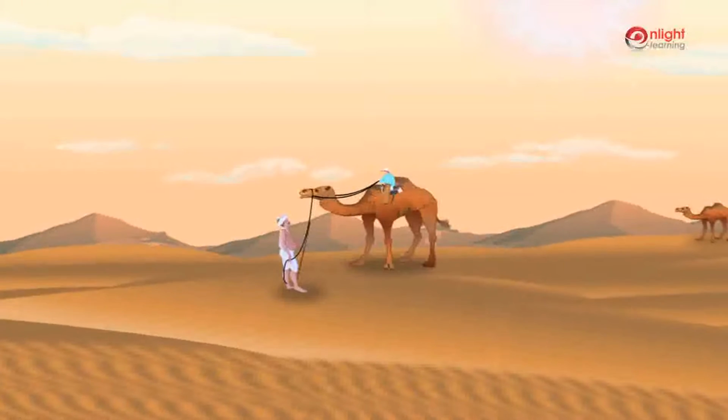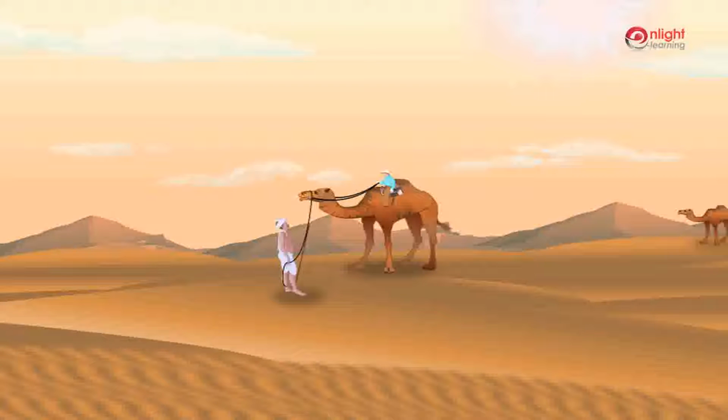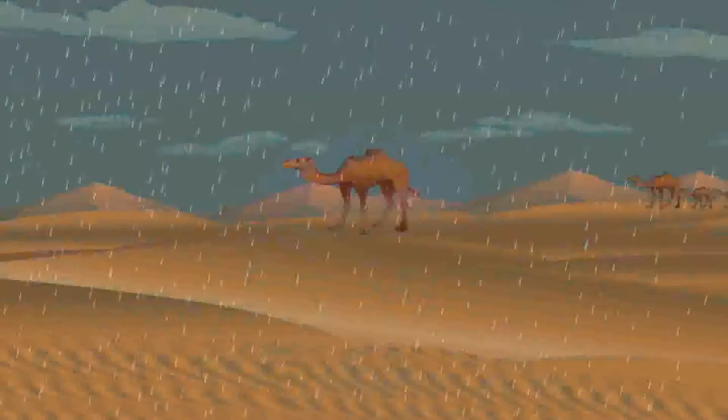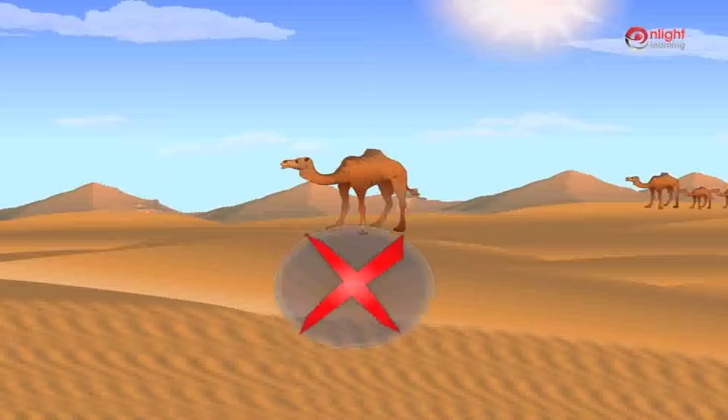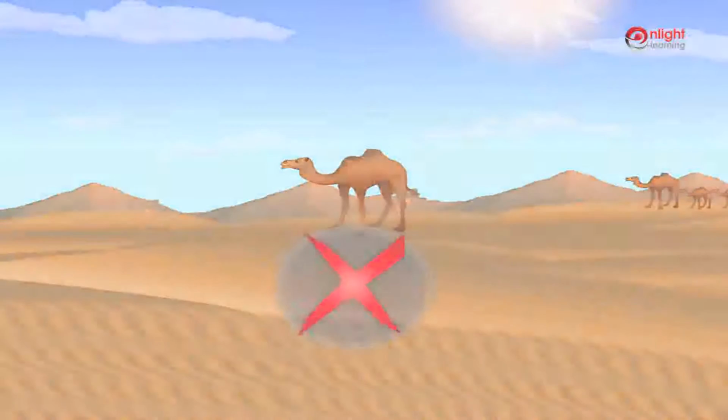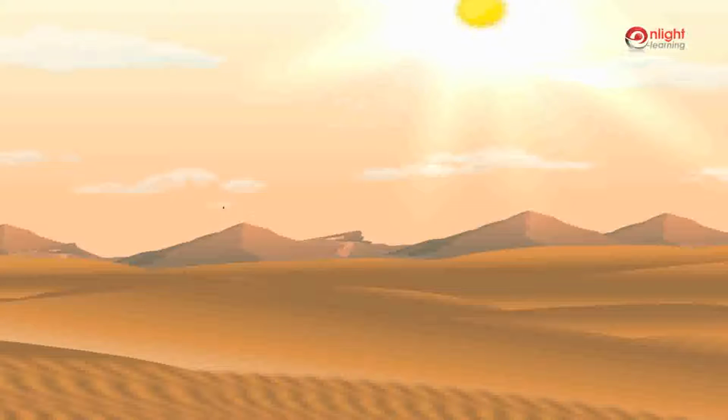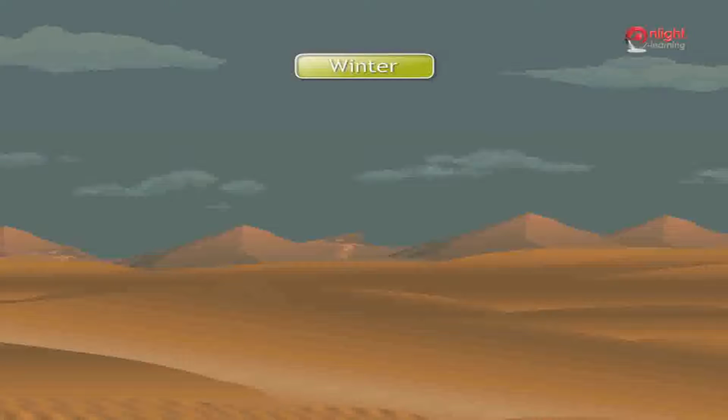That is why living in a desert is very difficult. Very few people choose to live in desert regions of India. Also, deserts get very little rain and therefore crops cannot grow in this region. The climate in deserts is dry and hot during summer and cold during winter.